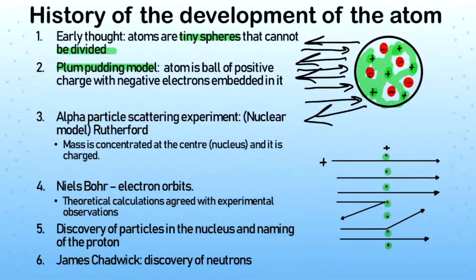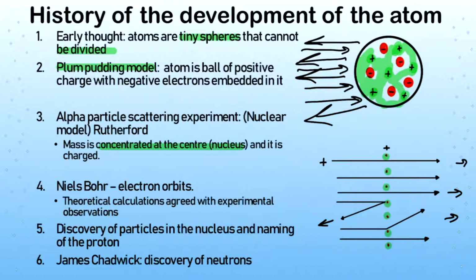But what they found was that the majority of the alpha particles passed straight through and they came out the other side, and only rarely did we have any that actually were reflected back or deviated from their path slightly. And what that showed was actually the atom isn't mostly positive. In fact, most of the positive charge is found concentrated at the centre of the atom.